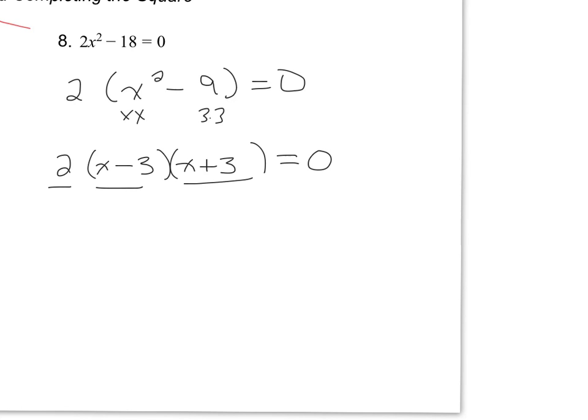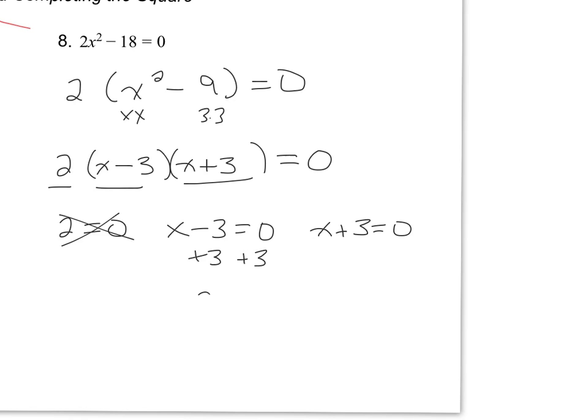So now we have three factors. 2 equal to 0. Well, 2 never equals 0, so that's not really going to work. x minus 3 equals 0. x plus 3 equals 0. So add 3, so x equals 3. Subtract 3, x equals negative 3.